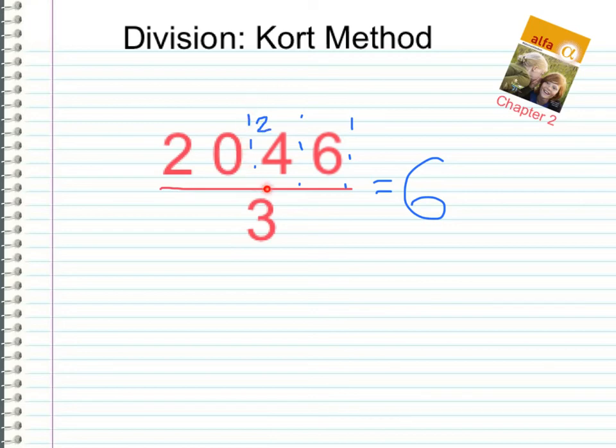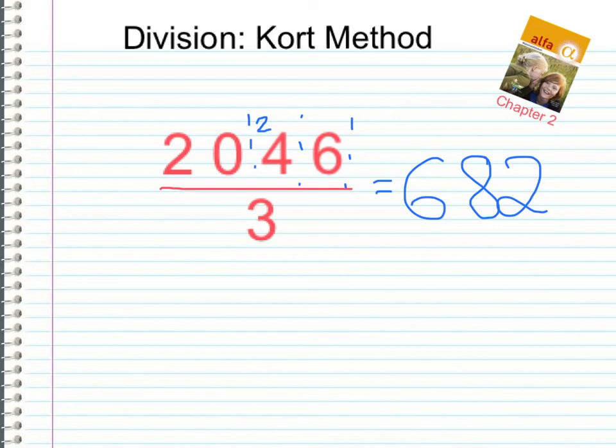So this number, which was 4, now becomes 24. How many times does 3 go into 24? 3, 6, 9, 12, 15, 18, 21, 24. That's 8 times. So the second digit for my answer will be 8. And lastly, we have 6. How many times does 3 fit in 6? 3, 6. That's 2 times. So the last digit for my answer is going to be 2.